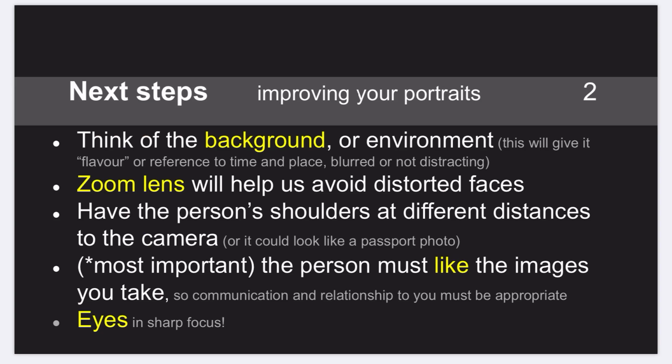You'll need to move the person's shoulder, ideally, about 45 degrees to the lens, so you don't get a flat-on picture of their shoulder, and it's not square on like a passport picture, which doesn't look particularly good. It can look good sometimes, but it's best to avoid that. It gives more depth in the picture.